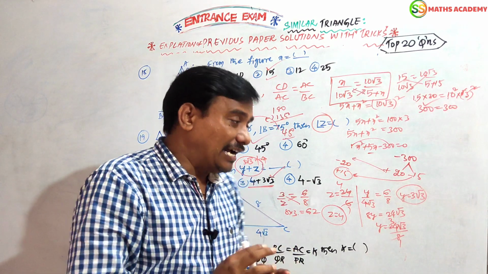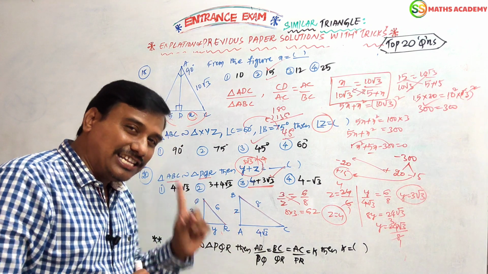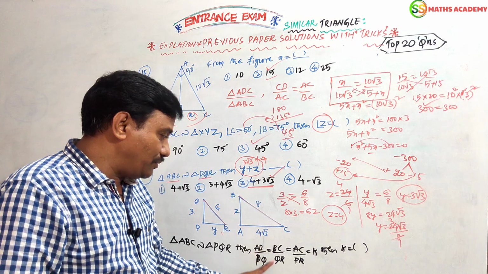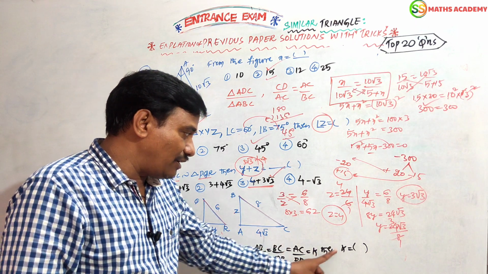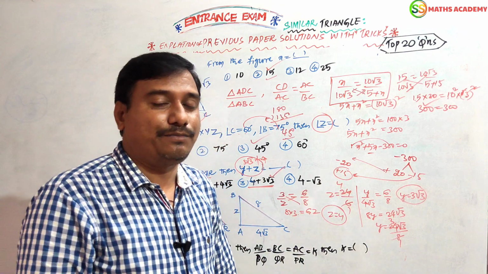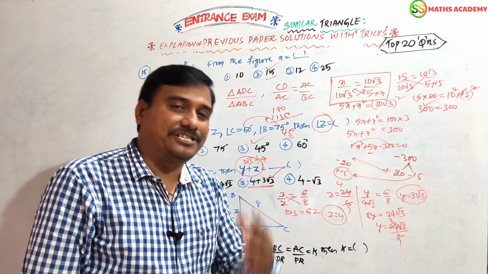And finally one question for you, tell the answer. Triangles ABC and PQR, then AB by PQ, BC by QR, AC by PR equals K. Then what is K? This question was once given in a previous exam. What is the answer? Comment it.